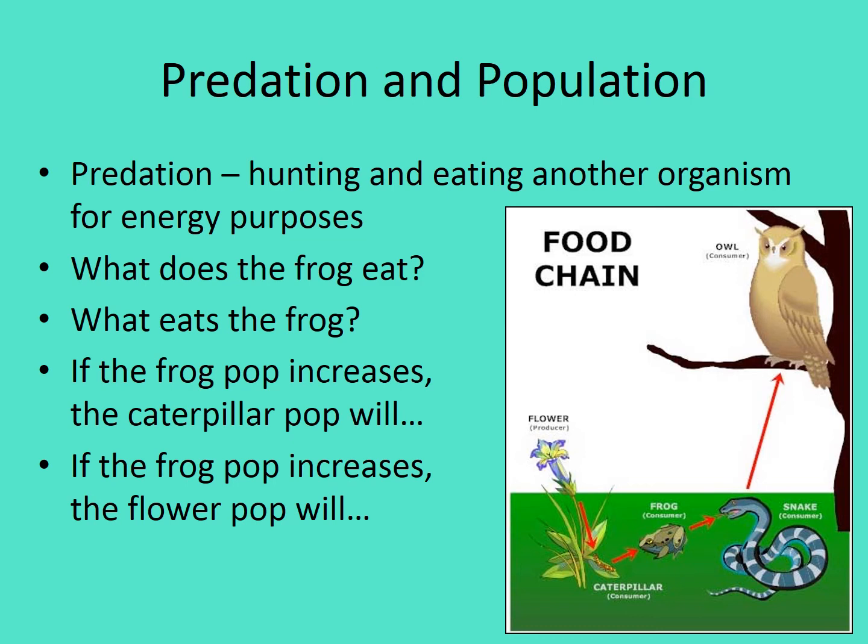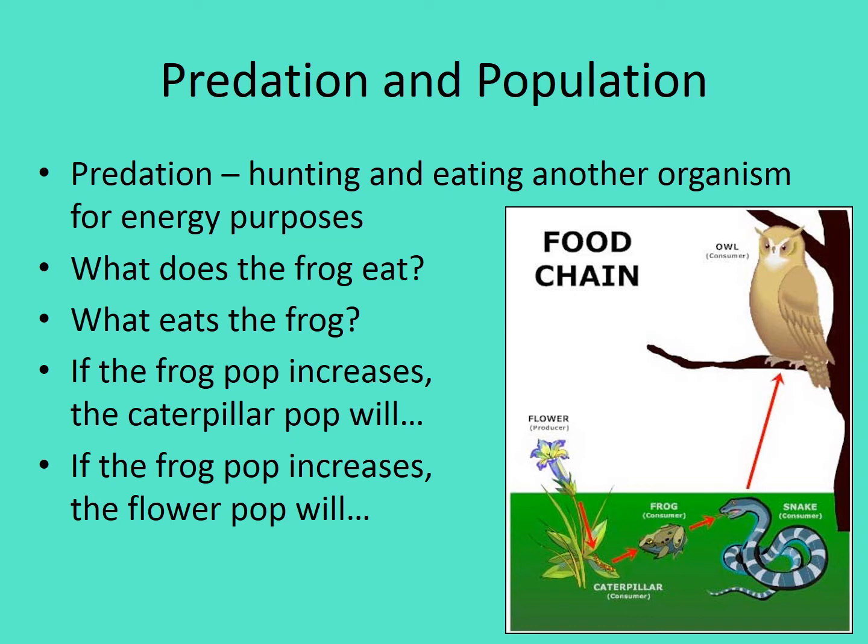So what does the frog eat? That's right, it eats the caterpillar. And what's eating the frog? The snake. So what we care about is more how the population would change. If we had a boom in the frog population, what would happen to our caterpillar population? Well, it would decrease, right? Because we'd have way more predators eating those caterpillars.